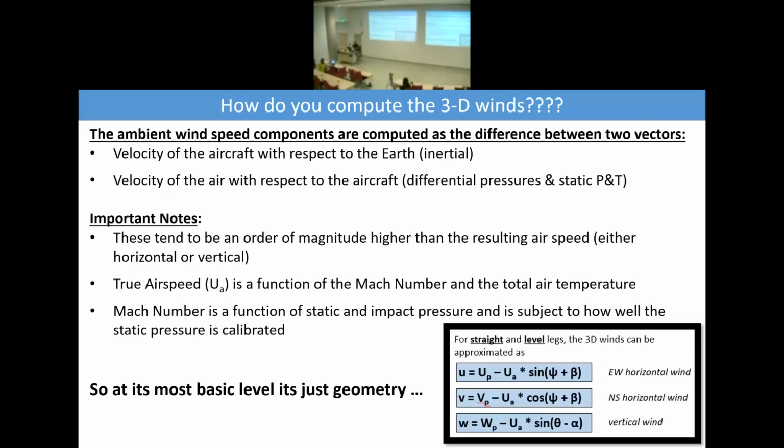There's a bunch of little corrections we'll get into, but down at the bottom right, if you're flying straight and level, it is essentially the platform velocity of the aircraft, which is the terms with the subscript P, minus the speed of the air with respect to the aircraft, which is your true airspeed, the UA term. And then the horizontal winds are a function of heading and side slip angle, and the vertical winds, pitch and angle of attack.